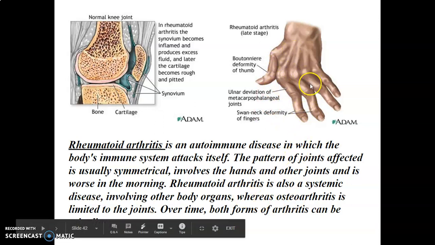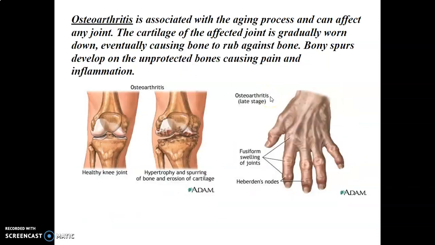The mobility in these fingers is not going to be as good as it once was. And the last thing we're going to look at is osteoarthritis, typically associated with the aging process. It can affect any joint. We mainly see it in the hands just because our hands are so worked. Osteoarthritis is where the cartilage in a joint is worn down. It can cause these bony spurs to pop up.